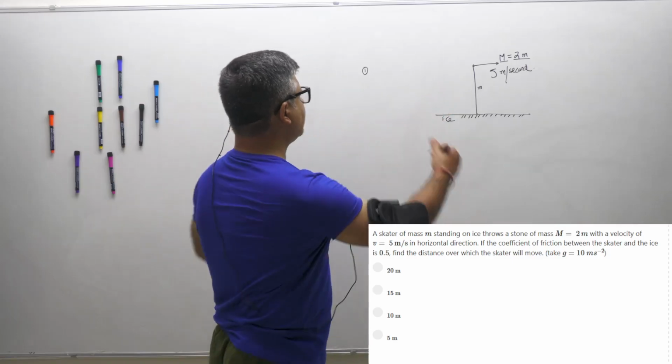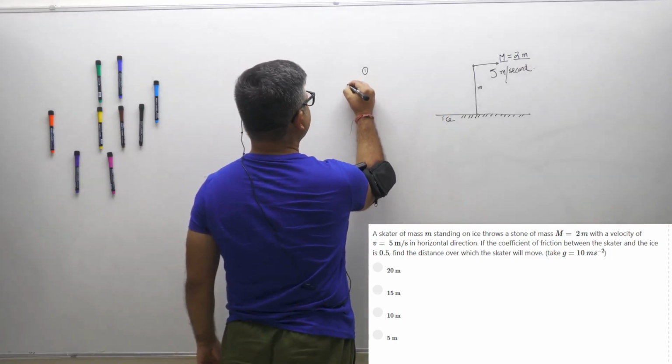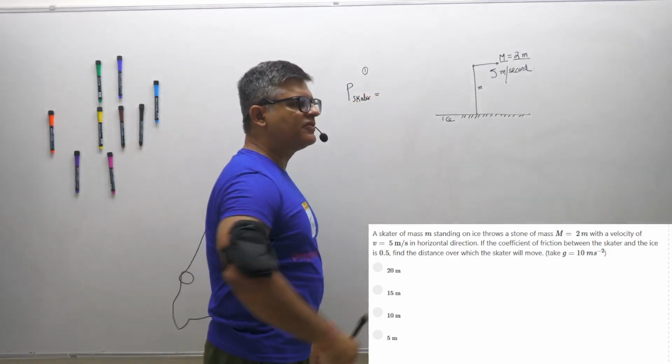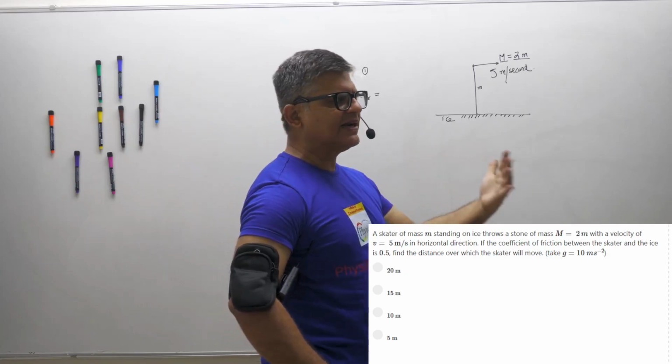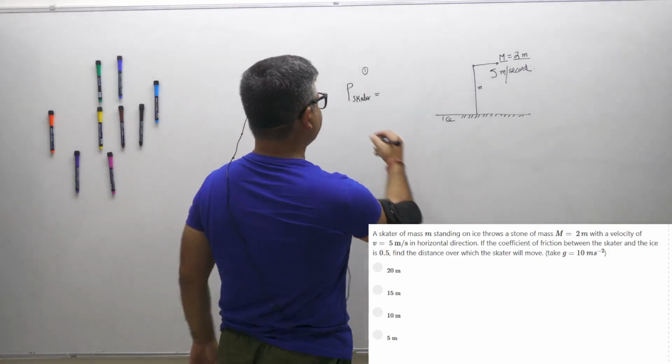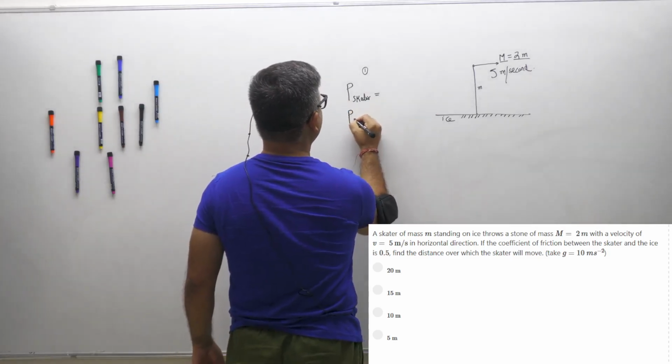Let's see the momentum of the skater. Okay, the skater, we don't know what is the momentum of the skater, but seemingly the skater gets a jerk which is backwards for some reason. We will think. Let's talk about the momentum of the stone.